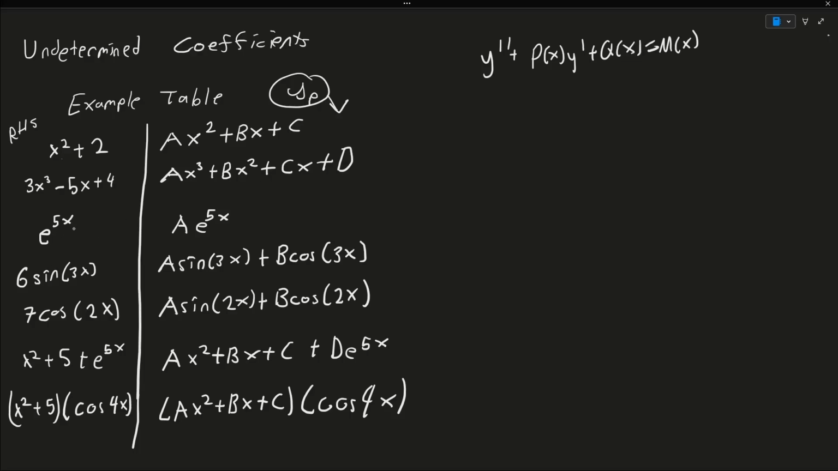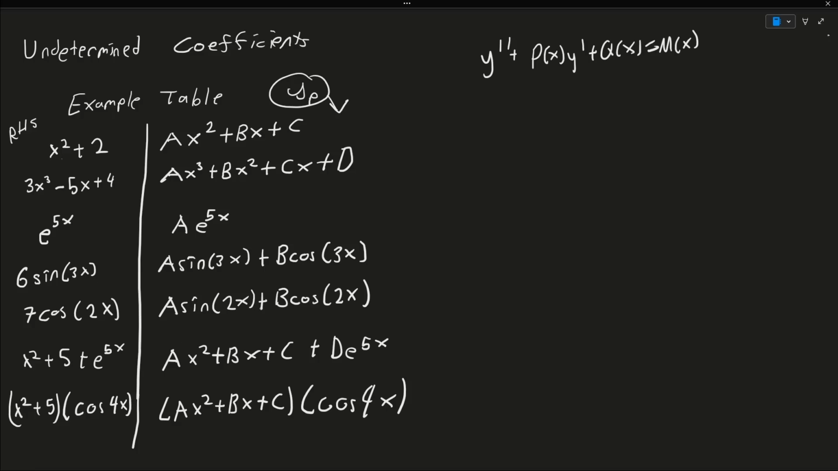If we have something like e to the 5x, you're going to have A e to the 5x. Notice you're not changing the exponent in e, but you're multiplying it by a constant. Now, very interestingly, if you have a sine or a cosine function, let's say you have 6 sine 3x, what you're going to do is have A times sine of 3x plus B cosine of 3x. Every time you include a trig function, you're going to have both of these no matter what, but the input, the 3x inside the parentheses, will be the same. For example, we have 7 cosine of 2x here.